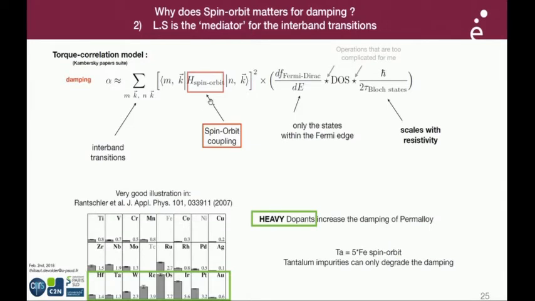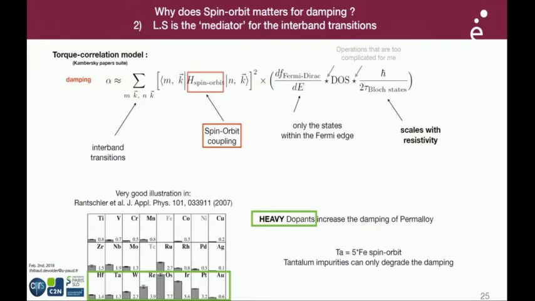And this is very important, okay? And there's a very good illustration of this in a paper by Ronschler and co-workers, where essentially what they did is they took permalloy, and they systematically doped permalloy with transition metal elements all over the periodic classification. And the size of the bar in this graph is a measurement of how much the damping increases if you put a certain percentage of dopant in the material.